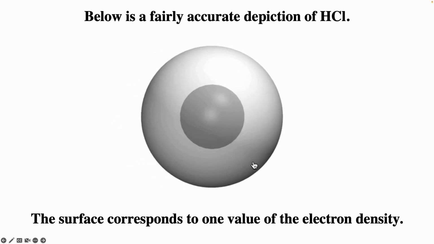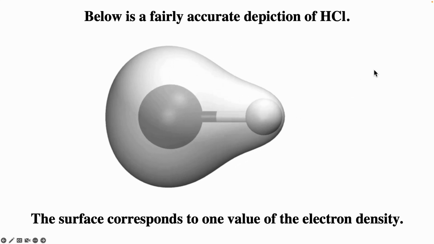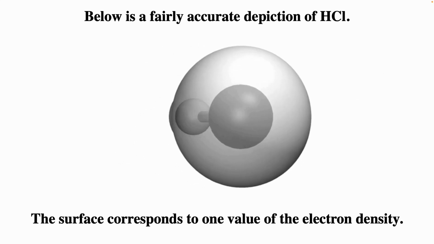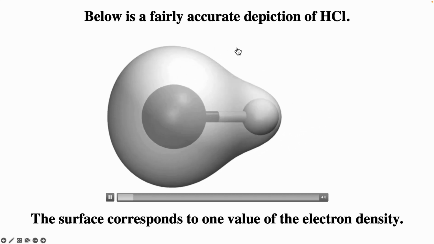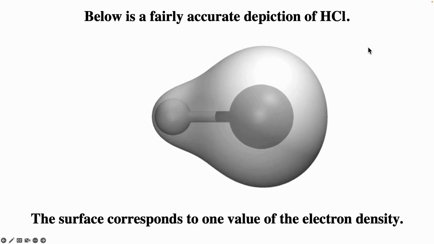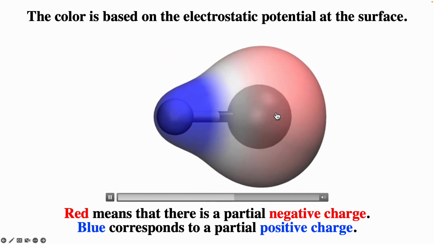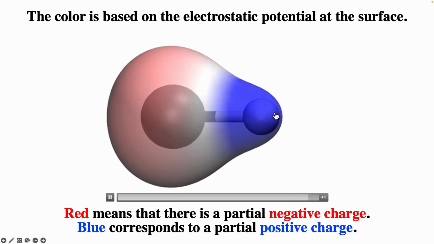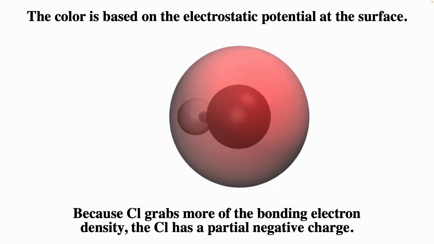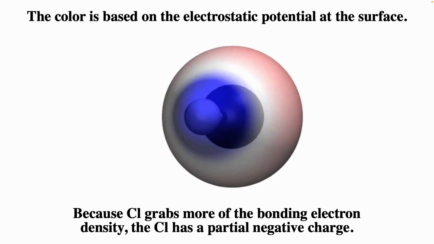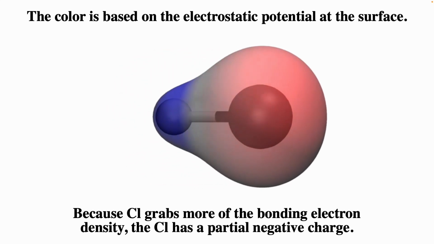And so if we think about what a molecule actually looks like, it's kind of globular-like. Here, what we see is the surface, and the surface is one value of the electron density. And so this is for HCl. Now, if we put a charge on the surface, we can actually measure if it experiences a positive charge or a negative charge. And so the red indicates a negative charge, and the blue corresponds to a positive charge. So for HCl, the chlorine has a larger electronegativity, and so it's going to have the partial negative charge. The hydrogen is less electronegative, and so will have a partial positive charge.